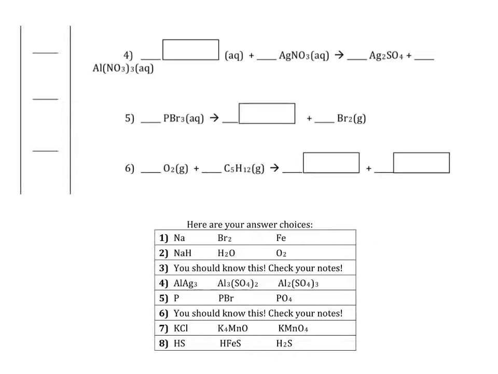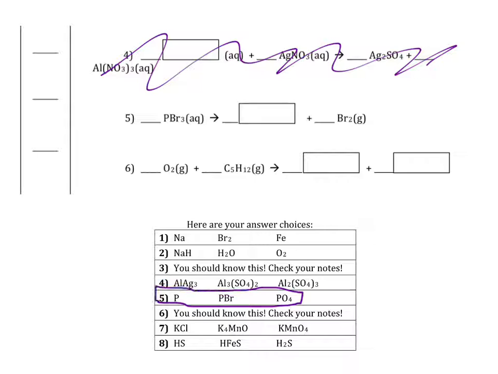We're going to skip 4 and pretend like it doesn't exist. All right, let's go ahead and go to number 5. Go ahead and pause the video and try to determine which of these it's going to be. It's very easy. Bromine is on both sides. So what's missing? The phosphorus is missing. And so that's what goes there.